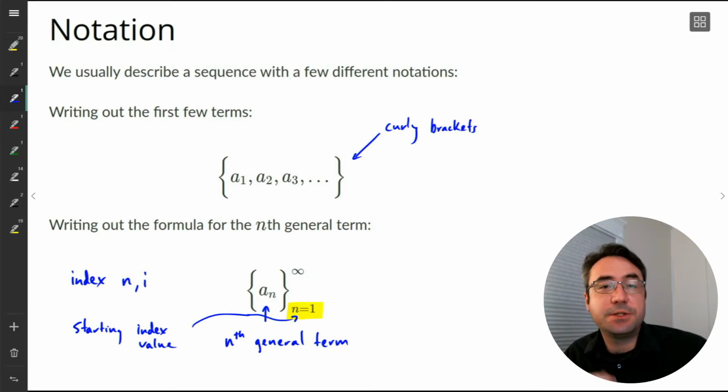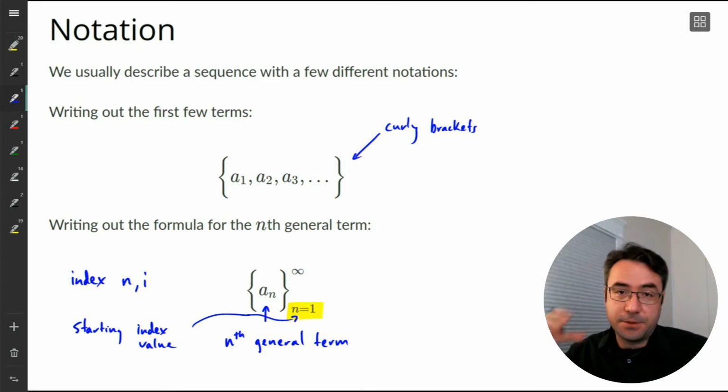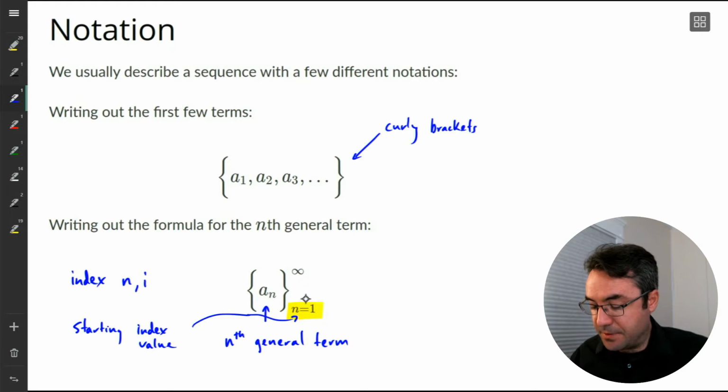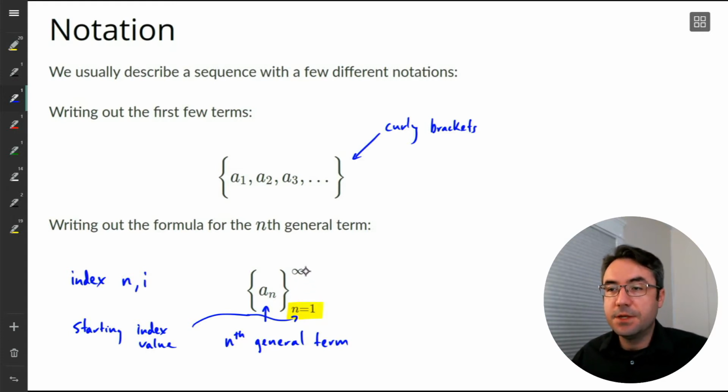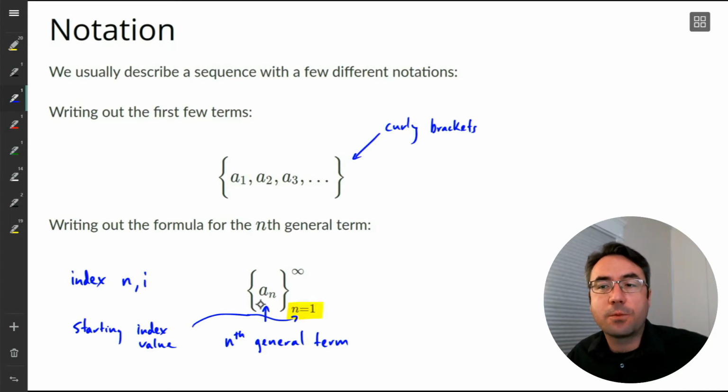So that n equals 1 is just our starting index value. So we start at n equals 1, and then the sequence just continues and goes on forever. So we're going to be dealing, again, with infinite sequences here. All right, so these are our two types of notation. Write out the first few terms, or write out the general term and have that as your formula, and then just indicate where your index starts. And our default position here is we're going to be starting with n equals 1.